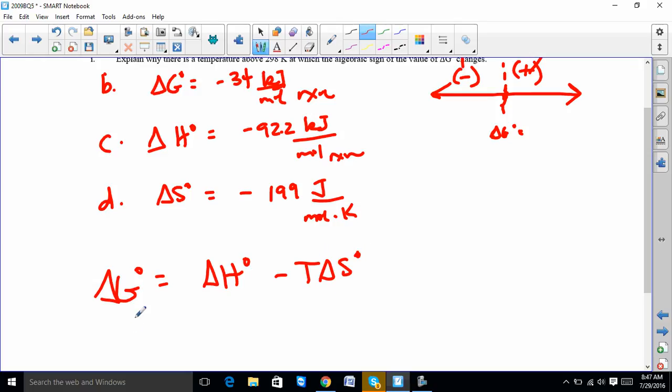We want to know the temperature at which, let's just solve this for temperature. So I'm going to bring this guy over here and this guy over here.